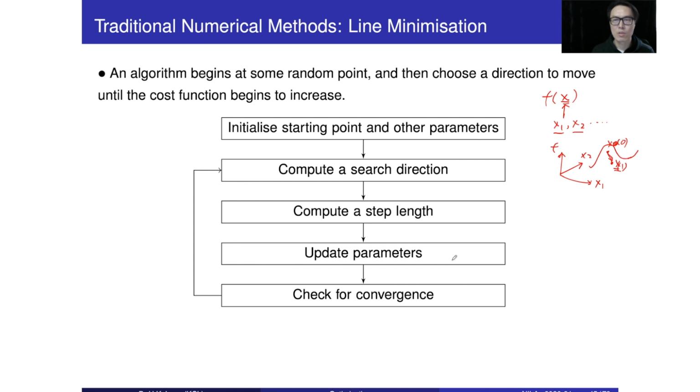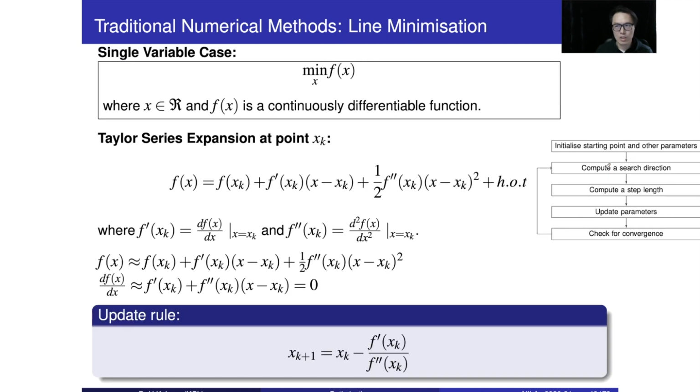You note that this is different from gradient descent. We are going to stop when the cost function begins to increase. That means this is a minimum seeking algorithm. We are going to start from a point, rolling down until we reach the local minimum, and then stop. Okay, and now this is a single variable case.